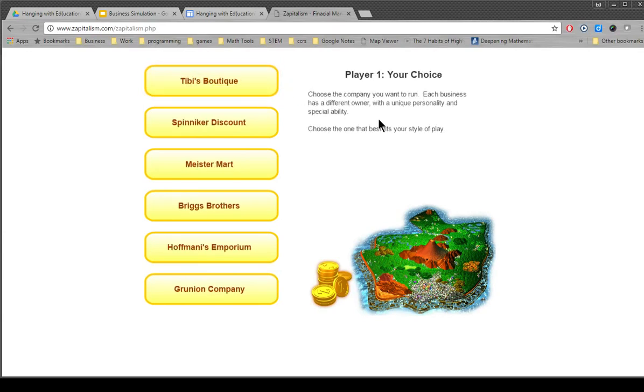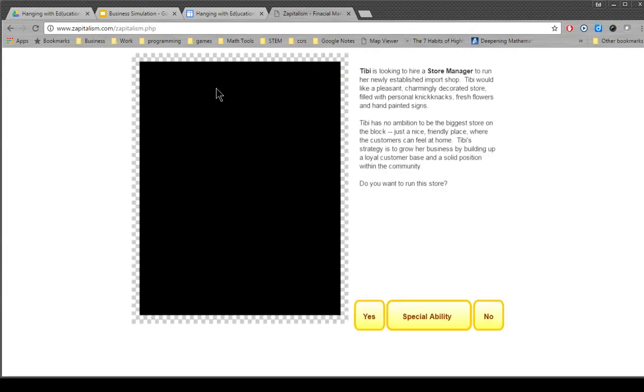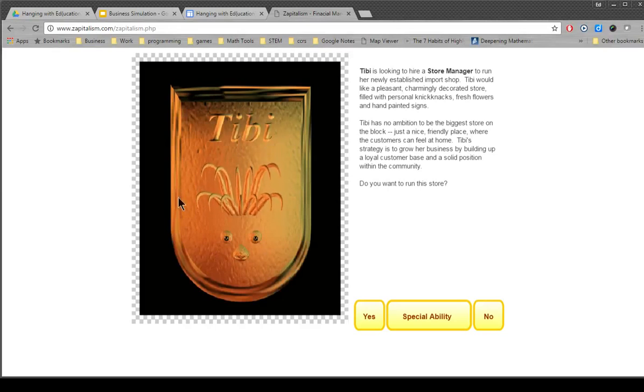I'm going to choose 1 player. Now I have a choice of all these different fictitious companies. And of course, we have no idea about any of these companies. So we can click on the company. We see a little funny icon, and there's sound effects, which I have turned off right now because they're cute, but they can get obnoxious when you're recording things.